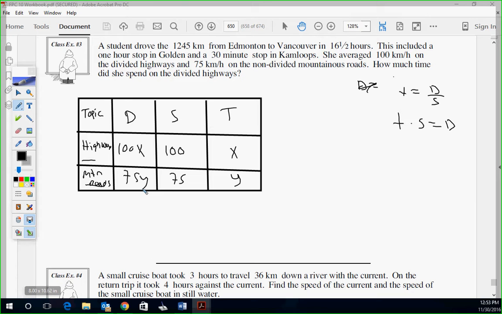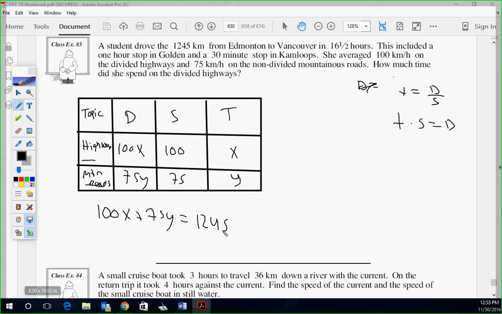Say it one more time. 100x plus 75y equals 1,245. How'd you get 1,245? It's the total distance. Good. Okay, so guys, he got the first one down. Just one sec, Lola. I'll let you try the second one. So what he just got is the distance equation. Distance equation is 100x plus 75y equals the total distance traveled. They told you right here.